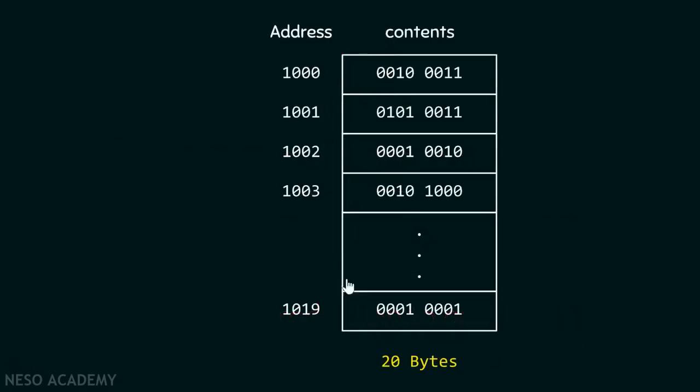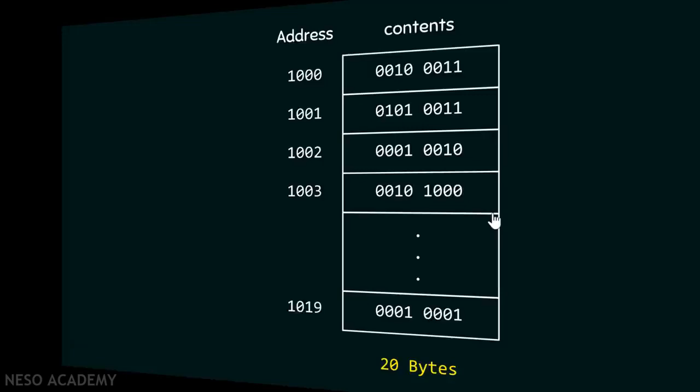Suppose in my computer, I have a memory which is capable of storing 20 bytes of information. Each block of memory is capable of storing 1 byte of information. I am assuming that the starting address of this memory is 1000 and the ending address is 1090. Now, I want to store an integer inside this memory, and my assumption is that an integer will take a maximum of 2 bytes of memory. That is, it will take 2 blocks of memory.